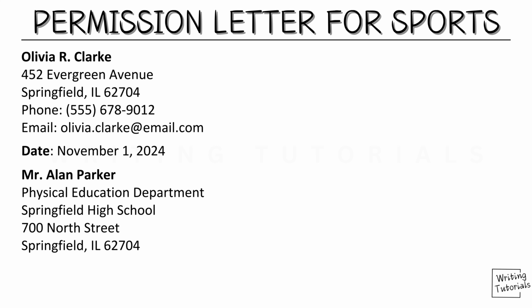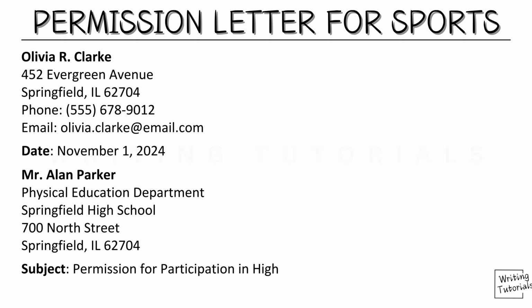Then, we have the subject line. This line quickly communicates the purpose of the letter. In our example, it's titled, Permission for Participation in High School Track and Field Events. The subject line keeps the letter clear and concise, letting the recipient know right away why you're writing. Subject lines are particularly useful in professional or official letters because they get straight to the point. Make sure yours is specific to the sport or activity being discussed, so it stands out and is easy to refer back to if necessary.